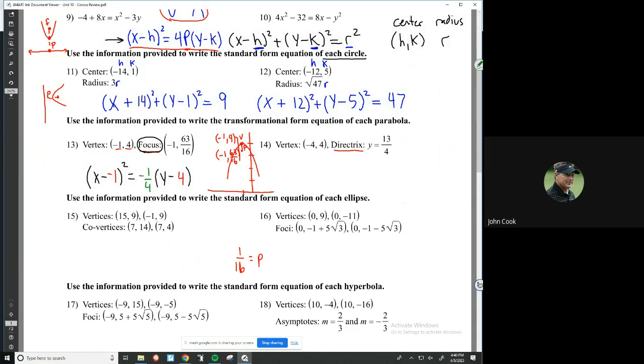And then subtracting a negative, that turns to a plus. So there's my parabola equation. Notice that one took a lot longer than the circle. It's because there's a lot more moving parts, right?